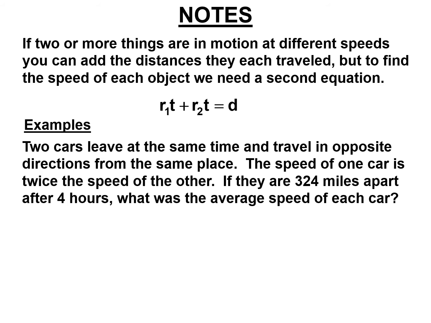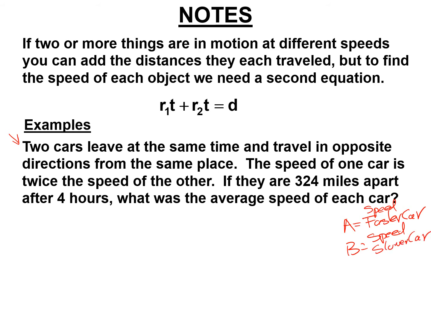I'm reading from the example: two cars leave at the same time and travel in opposite directions. The speed of one car is twice the speed of another. Oh, okay. So instead of calling this rate 1 and rate 2, let's call this car A, the speed of the faster car, and B will be the speed in miles per hour of the slower car.